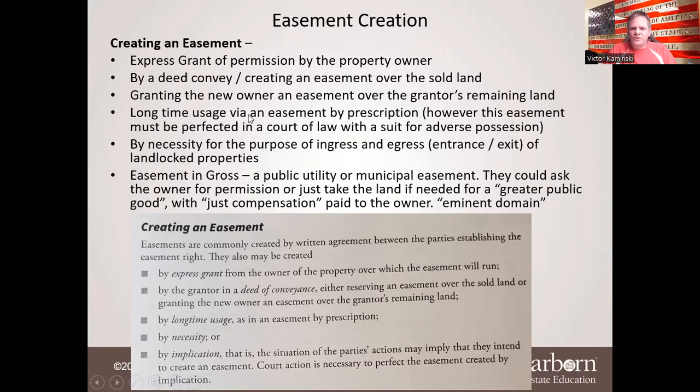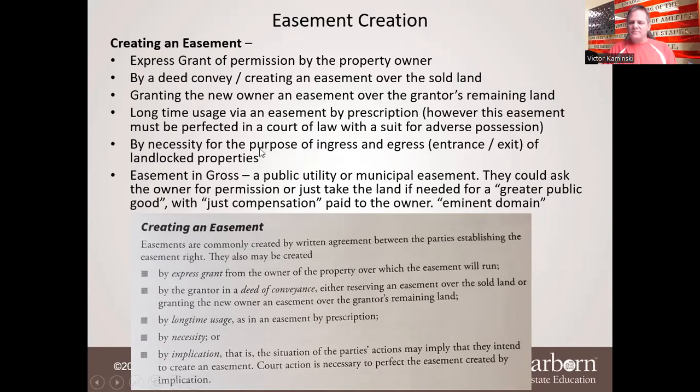The long-time usage via an easement by prescription. However, this is a type of easement that is gained only when you're using someone else's property for a limited period of time, or for the amount of time required by law. And then it has to be perfected with a court action. And that's how you gain ownership of somebody else's property if you've used it for a long enough period of time. So what kind of easement do you get through using someone's property? An easement by prescription, also known as adverse possession.